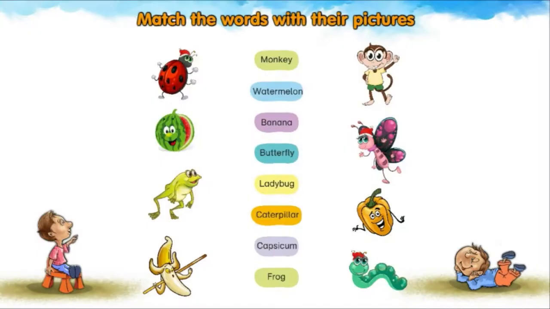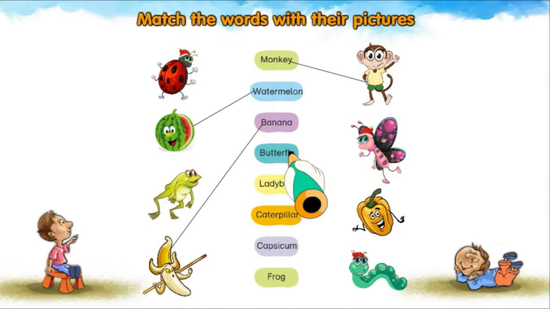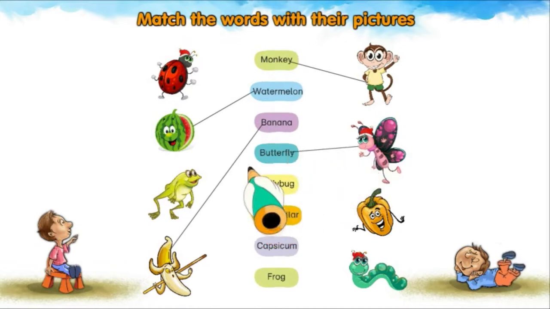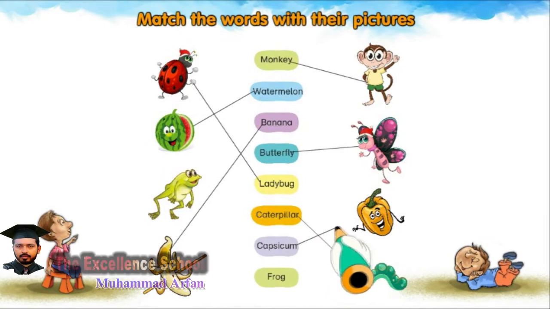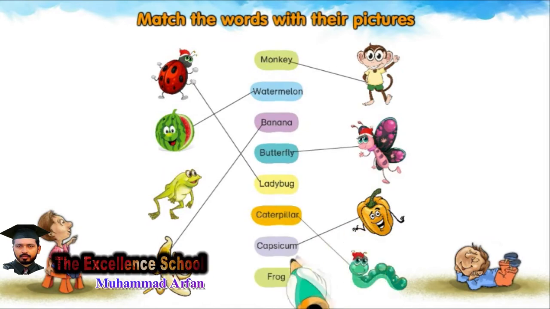Match the words with their picture. Monkey. Watermelon. Banana. Butterfly. Ladybug. Caterpillar. Capsicum. Frog.